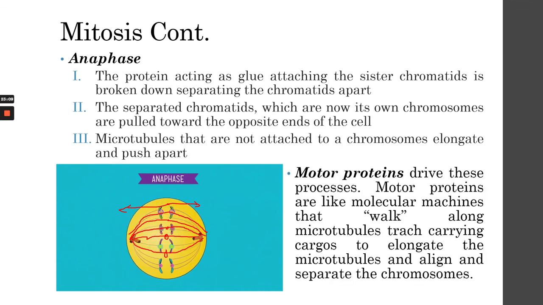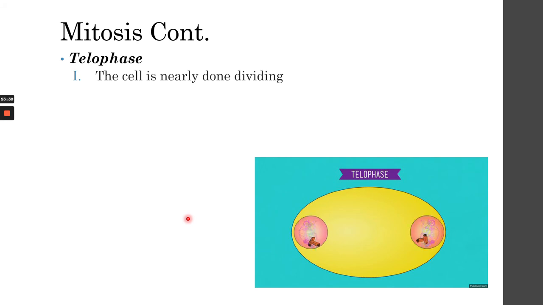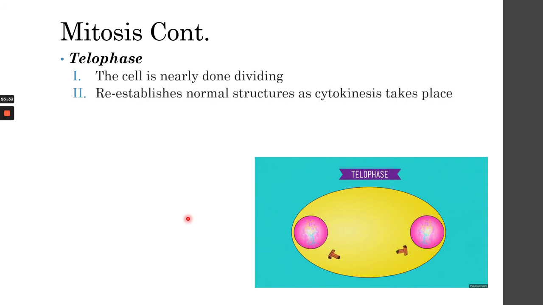And the ones driving the force of this process are called the motor proteins. There are motor proteins that elongate these microtubules, and there are motor proteins that are pulling onto these chromosomes. Okay. And the last phase is telophase. In telophase, the cell is nearly done dividing. Here it reestablishes the normal structures as cytokinesis takes place. Remember, cytokinesis is the division of the cytoplasm. So in telophase, it's almost done dividing, and then it starts to rearrange again.